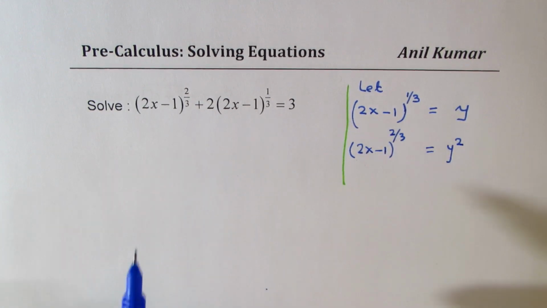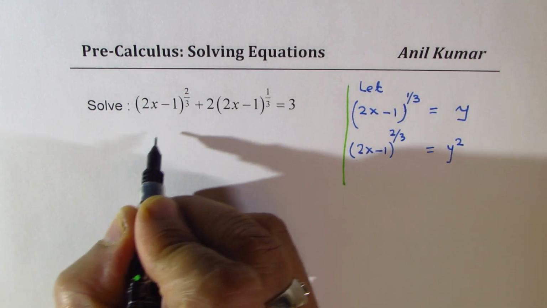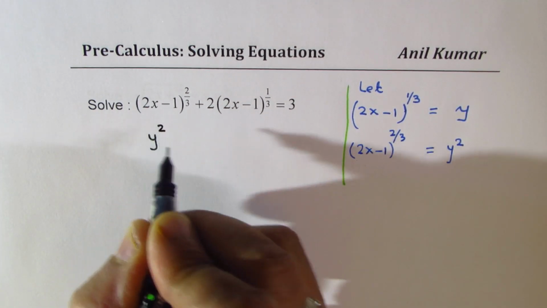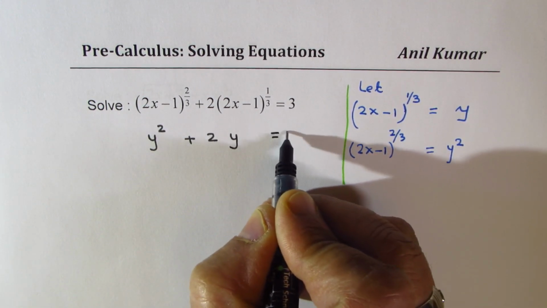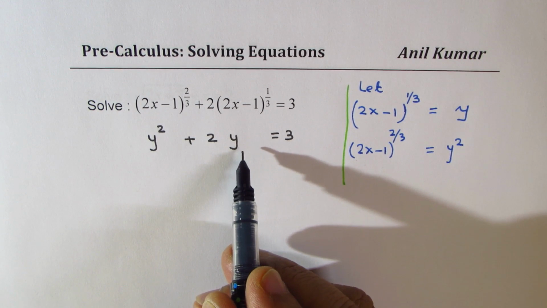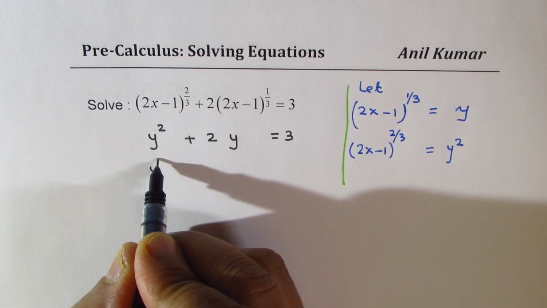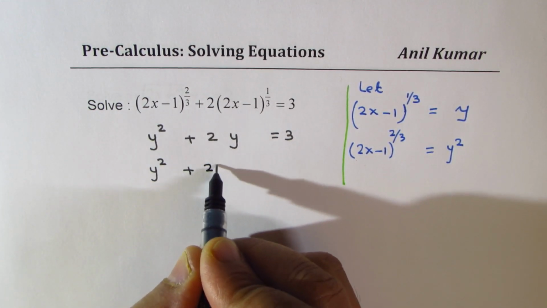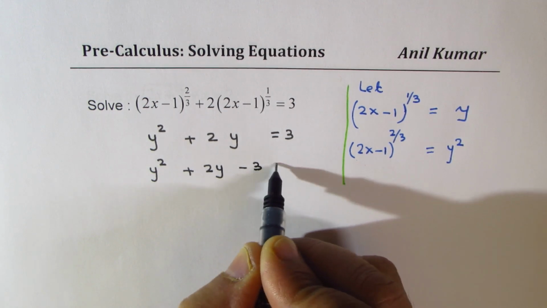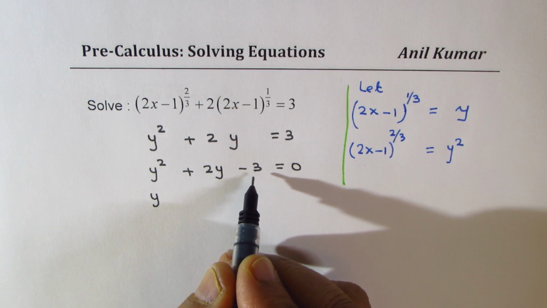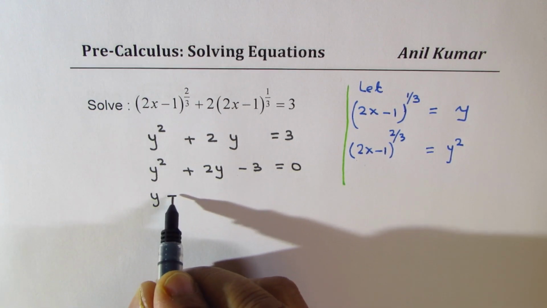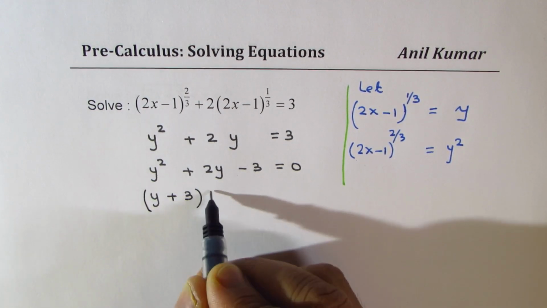So let's make this substitution here, and then we get our equation, which is y square plus 2y equals 3. Bringing 3 to the left, we can solve this quadratic equation very easily. y square plus 2y minus 3 equals 0. Now you factor y, 3 times 1 and plus 3, correct? So y plus 3 times y minus 1, right?